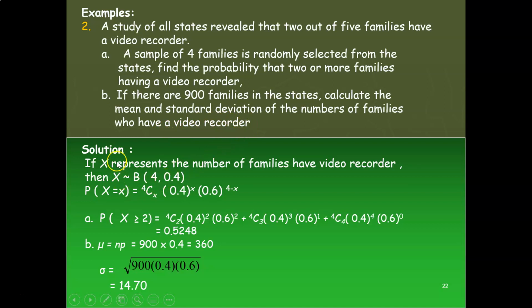So at first, you need to let X be your random variable, X representing the number of families that have a video recorder. So X follows the binomial distribution with n equal to 4. Why is it 4? Because a sample of 4 families is stated here. So 4 families is your n, and then 0.4 is the probability of success.